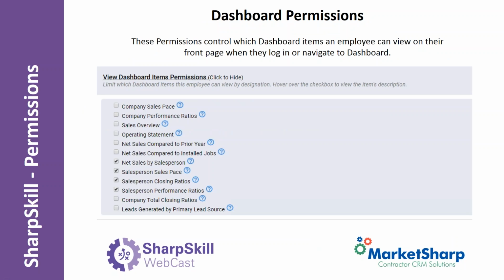Next, we have dashboard permissions. These control which charts and graphs on that landing page, when you log in, that employee can see. Checked means they can see it. Unchecked means they cannot. This is more of a focus item. If you have a part-time employee that doesn't need to know company totals, doesn't need to know how the sales guys are doing, or if you maybe calculate your closing ratio differently than how the dashboard does, so you're not going to worry about the salesperson closing ratios graph. You can hide that information so that people don't need to worry about it.